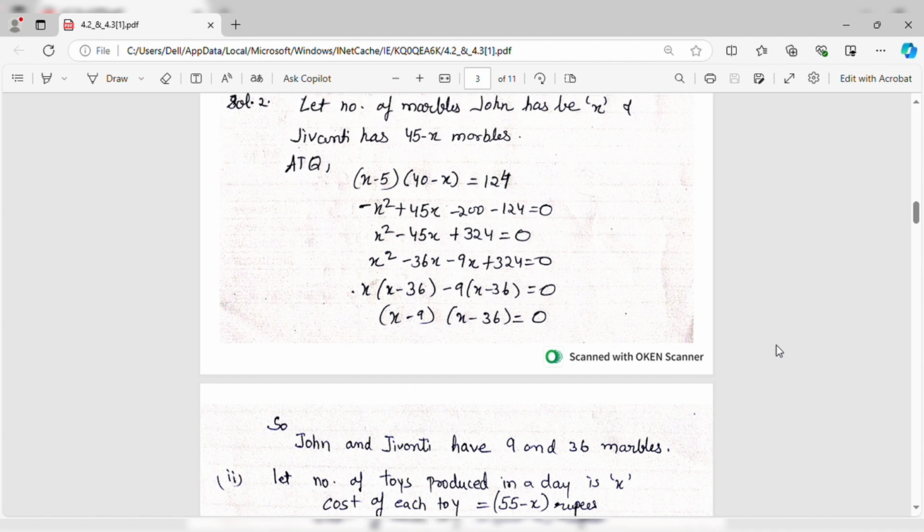So we will assume let John has x marbles and Jivanti has 45 minus x marbles. After losing 5 marbles each, they are left with x minus 5 and 40 minus x respectively, and the product is 124. So after multiplying both binomials, we will get an equation x square minus 45x plus 324 equal to 0. So the value of x would be 9 and 36. So they have 9 and 36 marbles respectively.